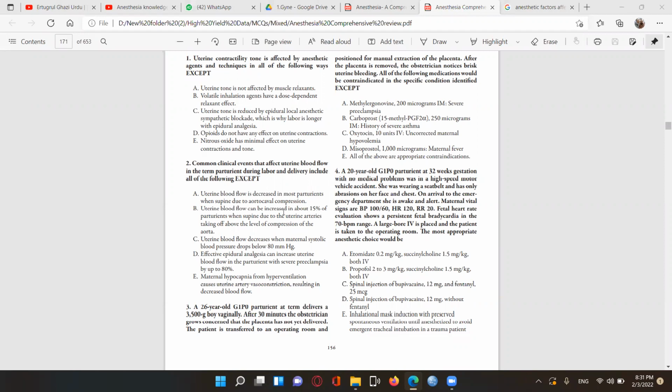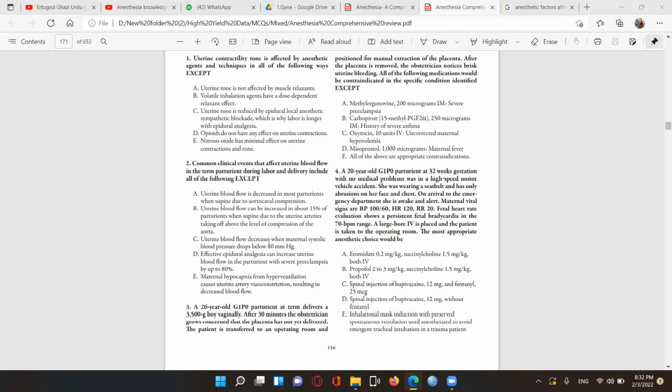Okay, uterine blood flow is decreased in most parturient when supine due to aortocaval compression. So I think this is correct. Am I right? Uterine blood flow can be increased in about 15% of parturient when supine due to uterine arteries taking off above the level of compression of aorta. What do you think? It's wrong. This seems to be wrong. Okay, we will see if anything else is more wrong.